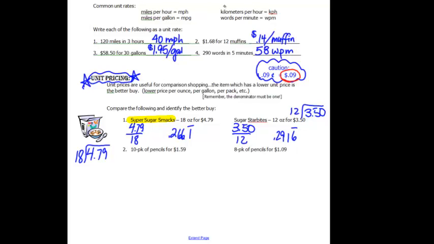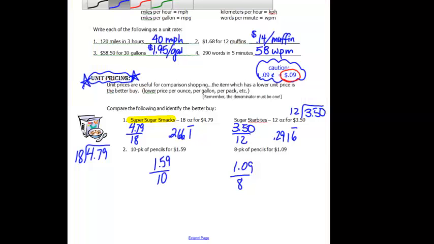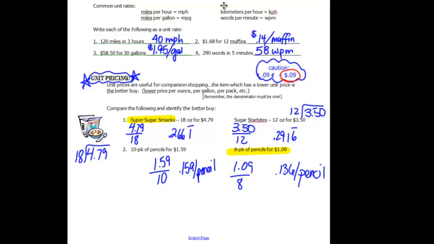That's my better bargain. How about a 10-pack of pencils for $1.59 or an 8-pack of pencils for $1.09? Well, I got that the 8-pack was the better buy because these were 0.136 per pencil. And this was 0.159 per pencil. And so that is unit pricing.